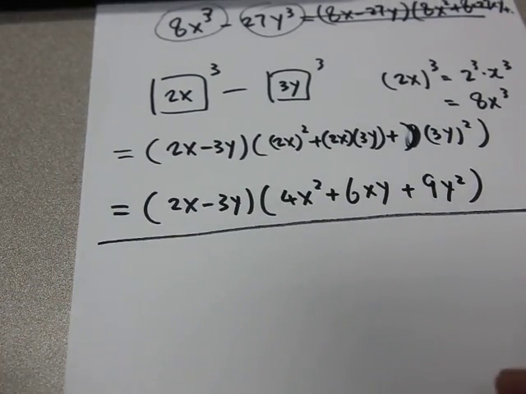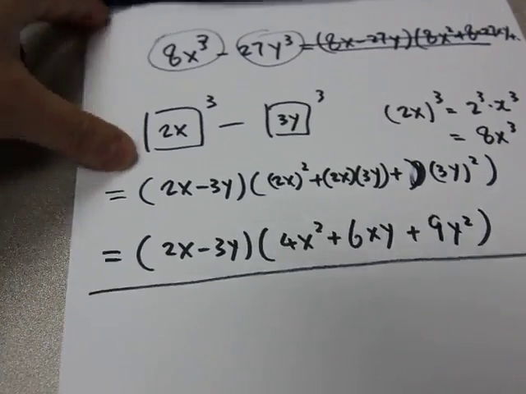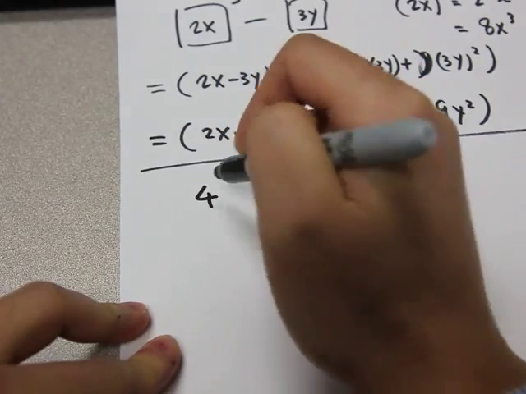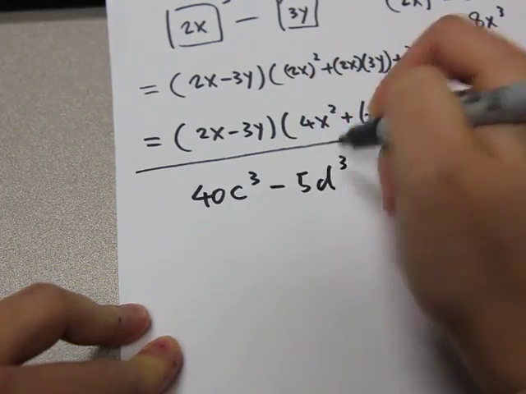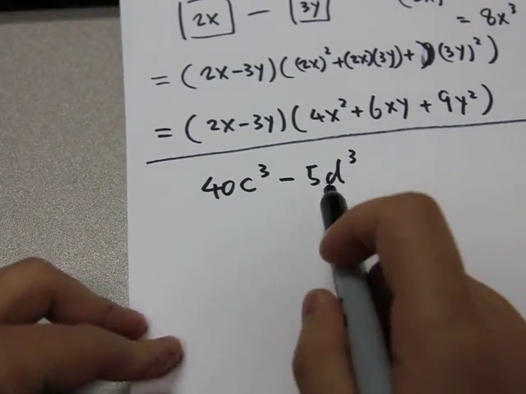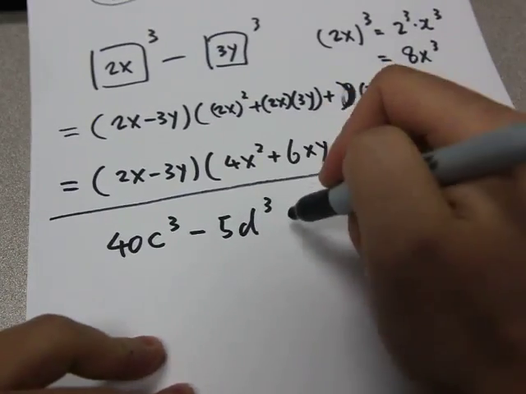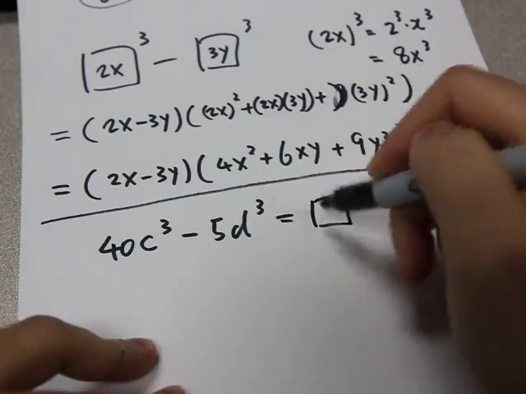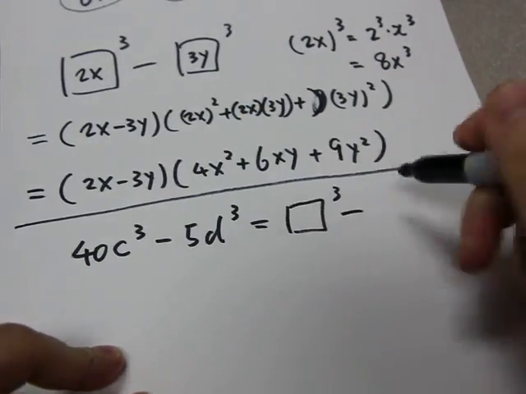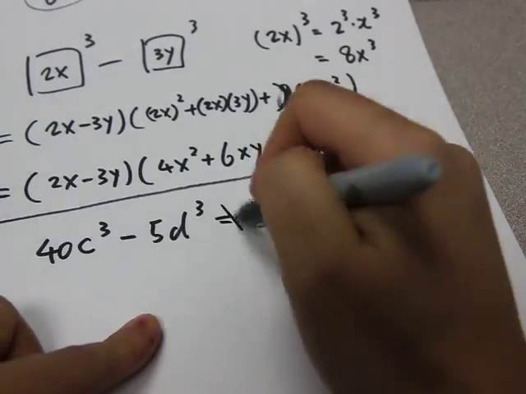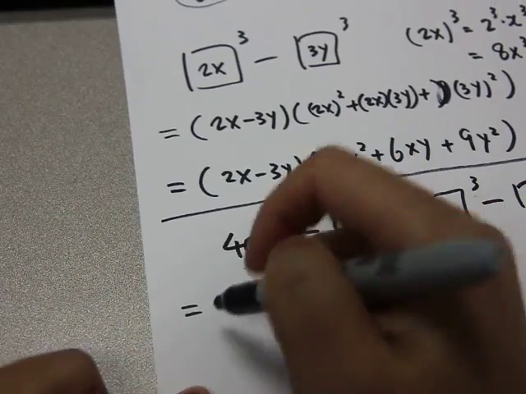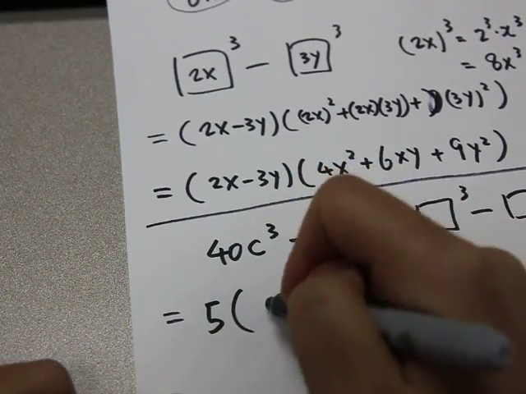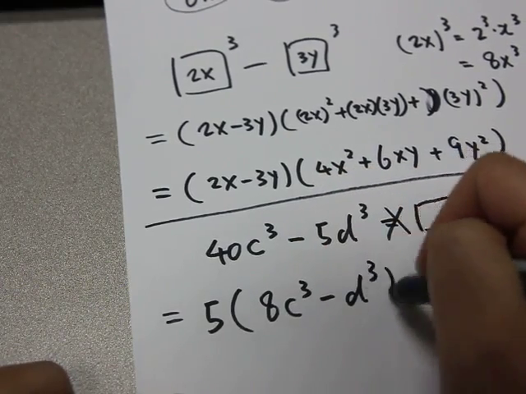And sometimes we may want to combine these two formulas with the greatest common factor when we factor a polynomial. For example, 40c cubed minus 5d cubed. Because 40 and 5 are not perfect cube numbers, it's impossible for us to write 40c cubed into a cube of something and 5d cubed into a cube of something. Then how can we do this problem? We notice that there is a common factor between 40 and 5. So if we factor that out, we are left with 8c cubed minus d cubed.